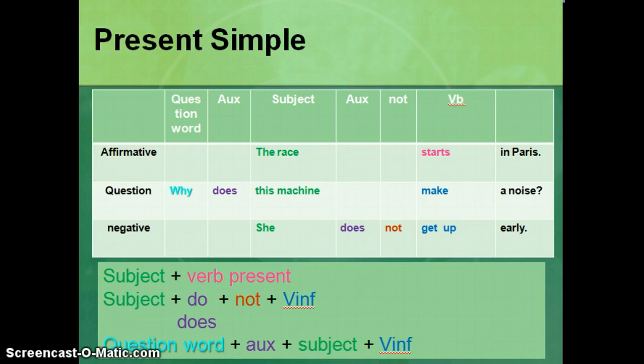Okay, when it comes to negative sentences, we have the subject, does or do, depending on the subject. I, you, we, they, do, he, she, it, does, not, and then the verb in infinitive. Whereas with questions, we've got the question word, the auxiliary does or do, depending on the subject once again, and the verb in infinitive again.